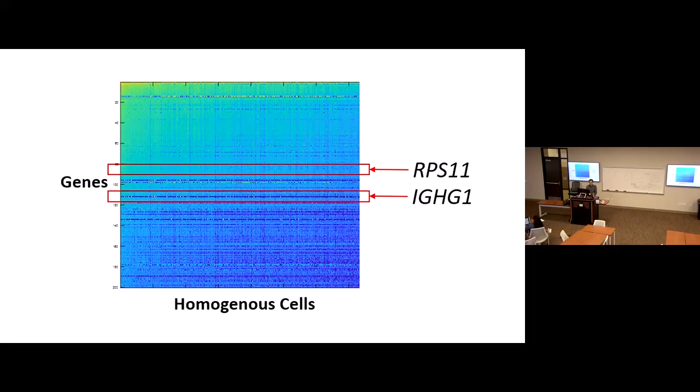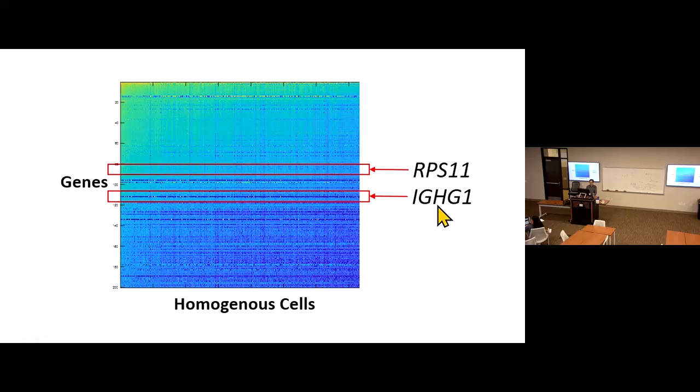So if you look at this homogeneous population of cells, some genes like RPS11, this ribosomal protein small subunit 11, the expression is homogeneous and very similar to each other. Well, this gene, if you look at the blue ones, they are 0, and they're highly expressed in some of the cells, but not other cells.